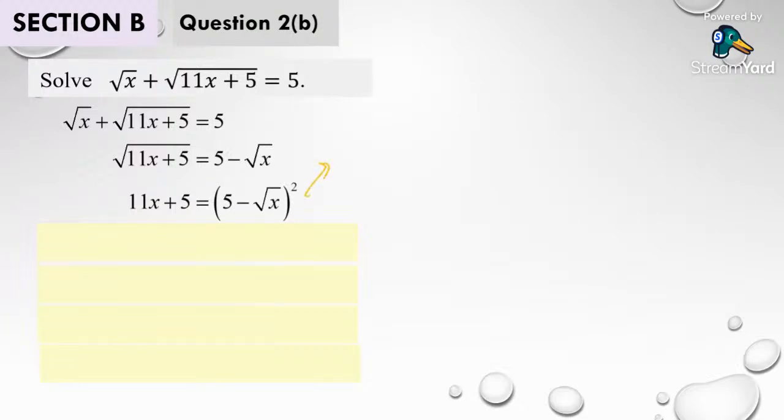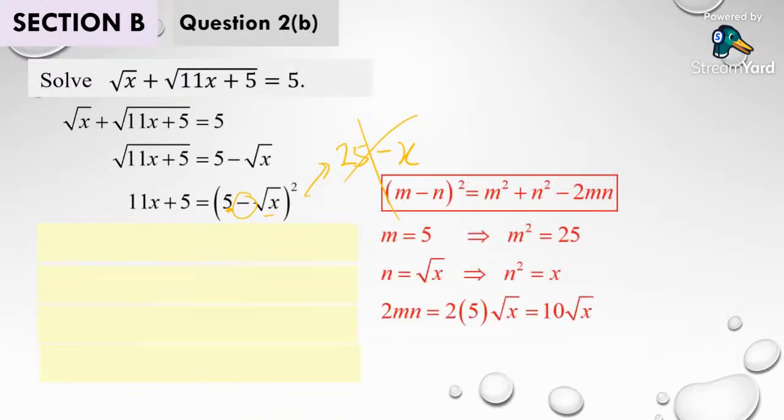Don't you ever again write the answer as this one. Squaring both sides, you cannot square each of the terms individually for the operation of plus minus. Cannot. But we need to apply these operations as a reference. So we have m minus n squared equals to m squared plus n squared minus 2mn.